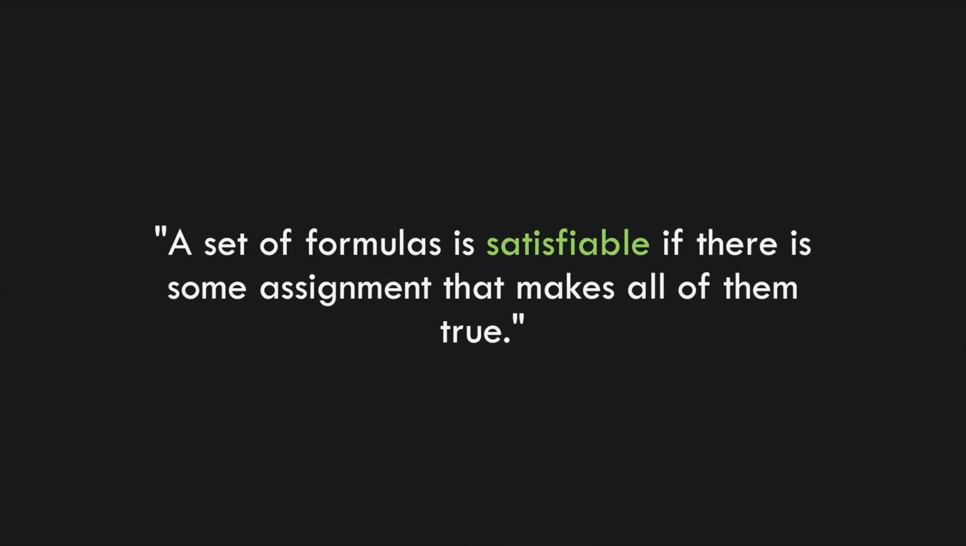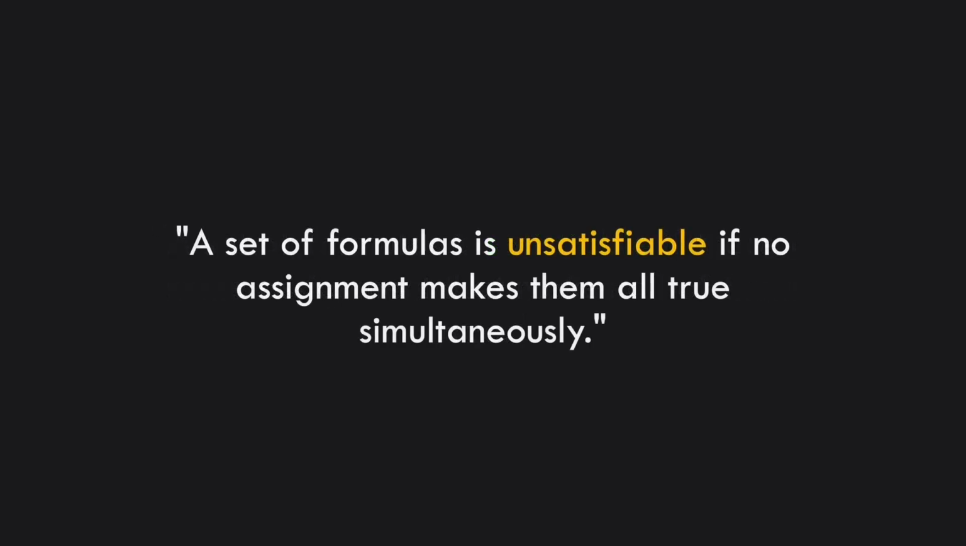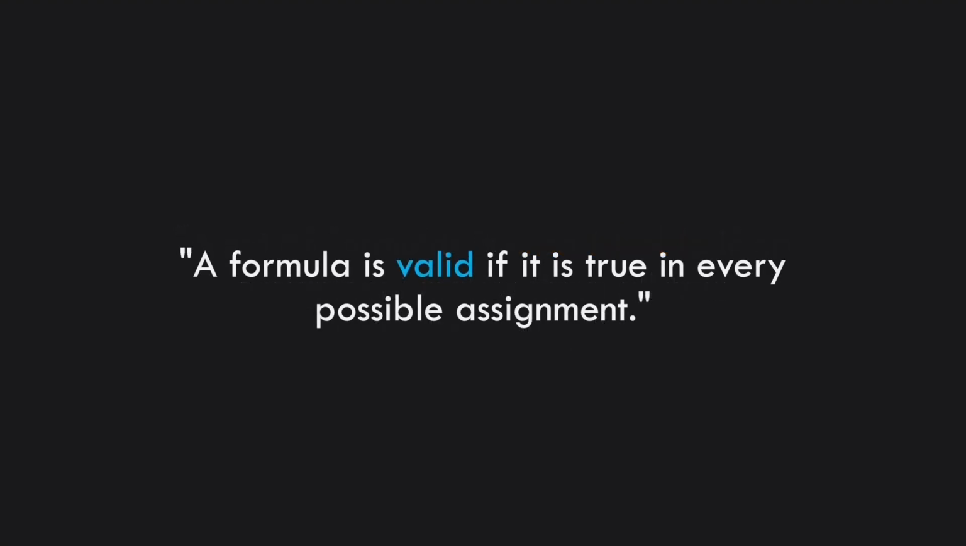This is called satisfiability, and a set of formulas is satisfiable if there is some assignment that makes all of them true. A set of formulas is unsatisfiable if no assignment makes all of them true. And a formula is valid if it is true in every single possible assignment.